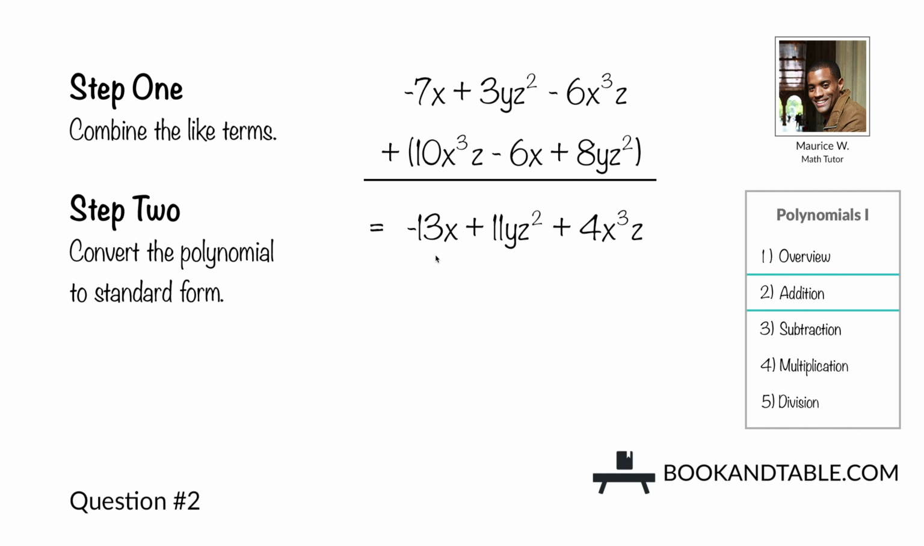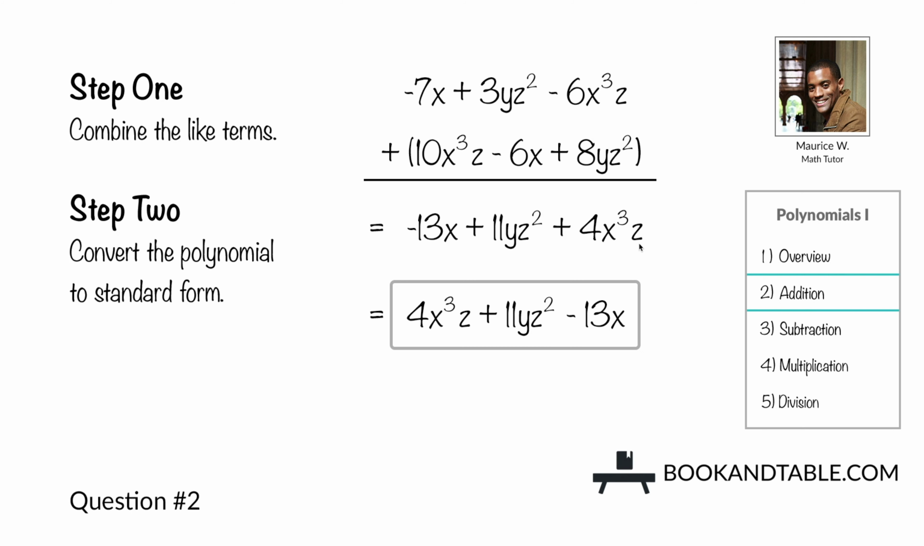So we have negative 13x, which has a degree of 1, plus 11yz squared, which has a degree of 3, plus 4x cubed z, which has a degree of 4. So to convert the polynomial to standard form, this term should be first, this term should be second, and this term should be third, giving us a sum of 4x cubed z plus 11yz squared minus 13x.